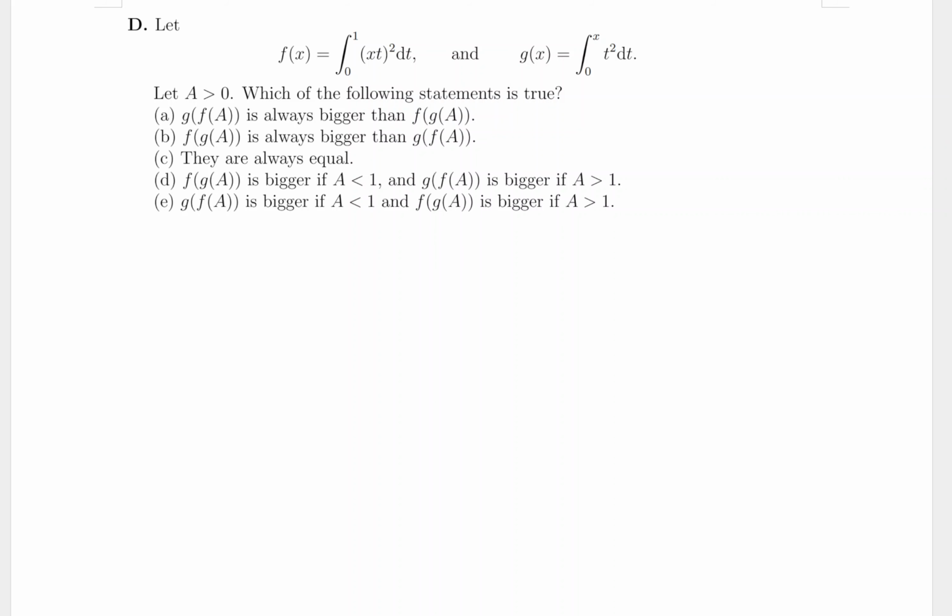Question 1D. Let f(x) be that integral, g(x) be that integral, and let a be greater than 0. Which of the following statements is true? I think all the statements concern g of f of a and f of g of a, so it might be a good idea to actually evaluate what f(x) and g(x) are. Why not?